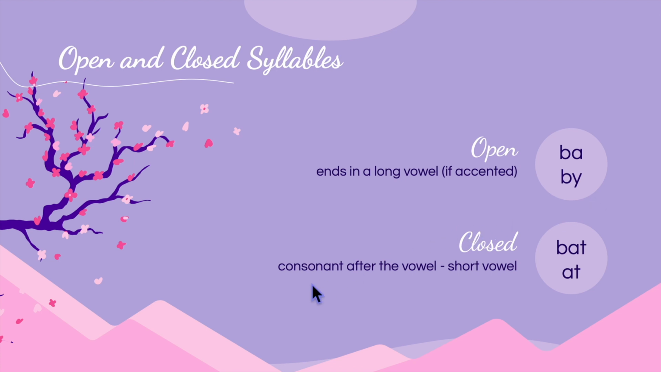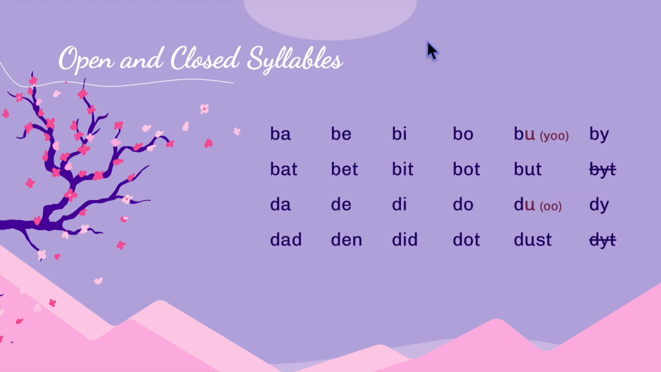Closed syllables have a consonant after the vowel, and the vowel has the short sound. They can either have the vowel in the middle or at the beginning, like in bat and at. Let's practice with some open and closed syllables before we move on to reading words divided into syllables.